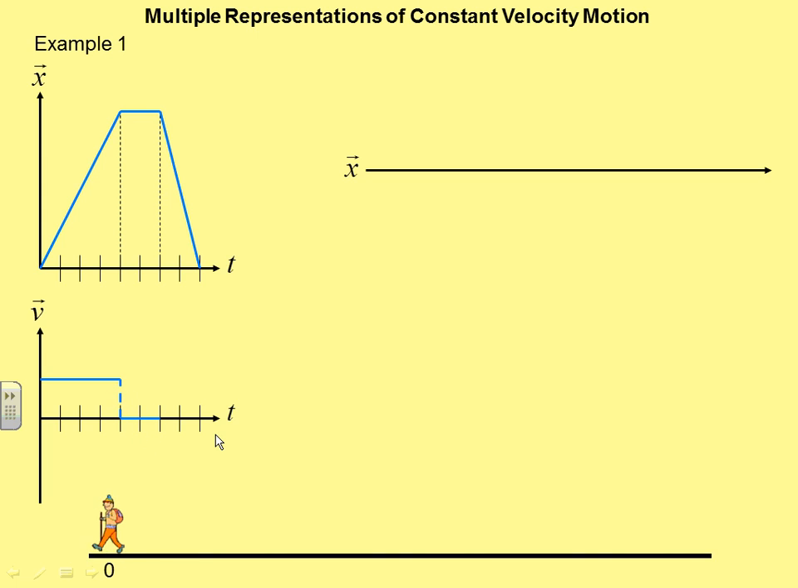For the last 2 seconds, he moves with a negative constant velocity. So that's going to be below the time axis. How far below? Well, remember that just a moment ago, we decided that since he's moving the same distance in half the time, he'd have to be moving twice as fast. Therefore, his velocity should be twice as far below as it was above.